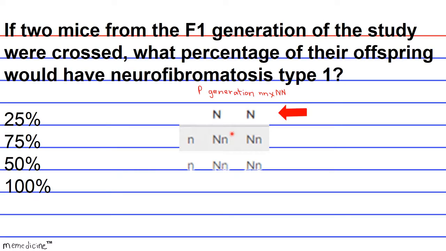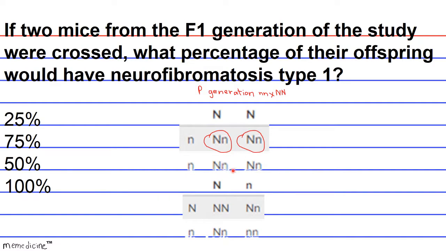So now what we can do is use another Punnett square to cross two F1 heterozygous mice, okay? And after we do that, we can basically use this cross of the F1 offspring to create an F2 generation to calculate the percentage of their offspring that have the disease. Okay, so they'll either have to be homozygous dominant or heterozygous in order to qualify as having neurofibromatosis type 1.